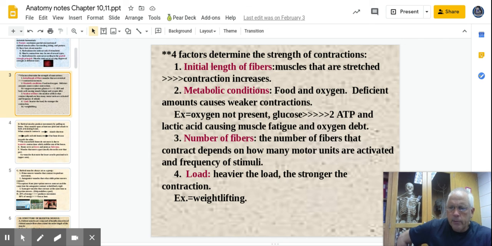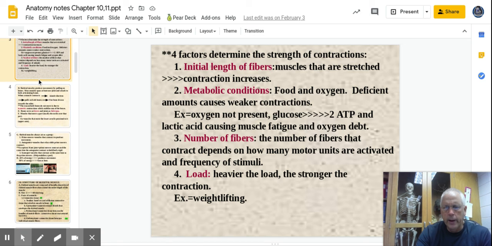Okay. Number of fibers is the big one. Obviously, the more fibers you stimulate, the more it's going to contract. So that's how we control the strength of a contraction. How many fibers do we turn on? Okay. And load, this is weightlifting. If you increase load, you're going to have stronger contractions, and over time you can build muscle mass and perform better. So that's the idea behind weightlifting and training and getting stronger for athletic sports.